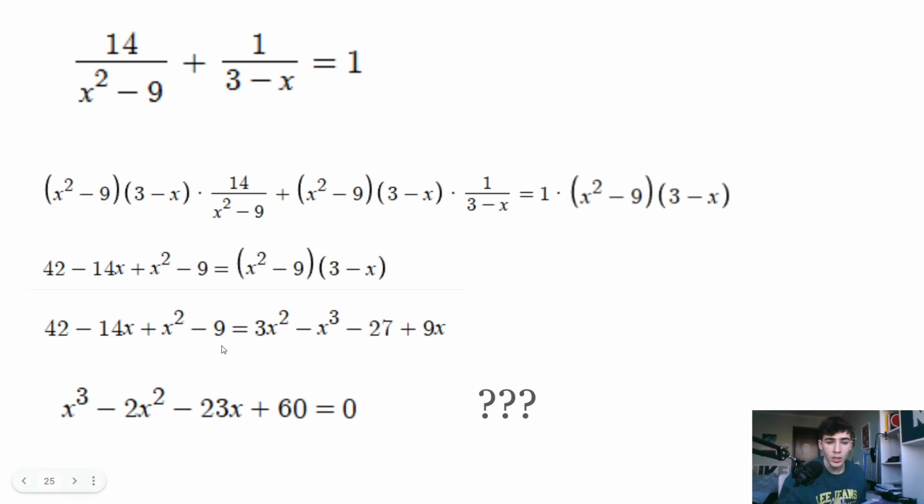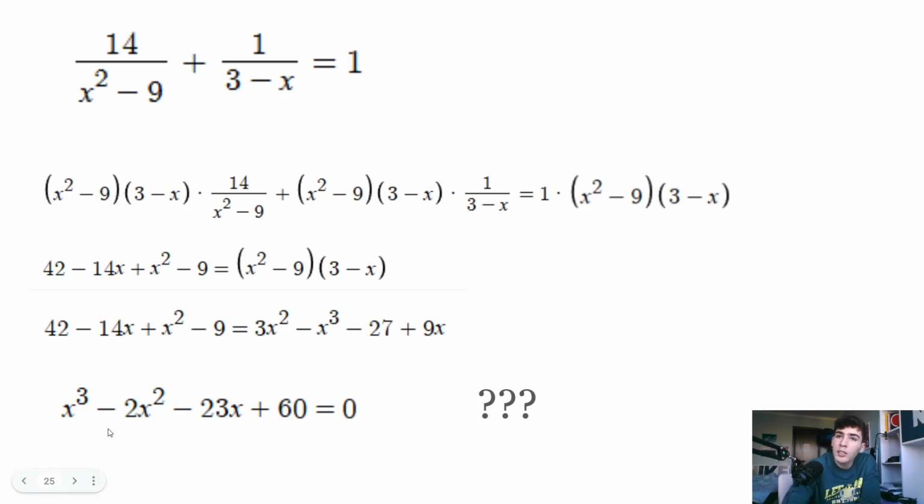We can subtract both sides by 3x squared minus x cubed minus 27 plus 9x. It's gonna leave us with x cubed minus 2x squared minus 23x plus 60 equals 0. In a quadratic equation problem, you're not supposed to use a cubic formula. I mean, if you know how to do this, good job, you can do this easily. But I don't think the teacher will be so enthusiastic if you use a cubic equation to solve this. I mean, this is correct, but we have to make this a quadratic equation.